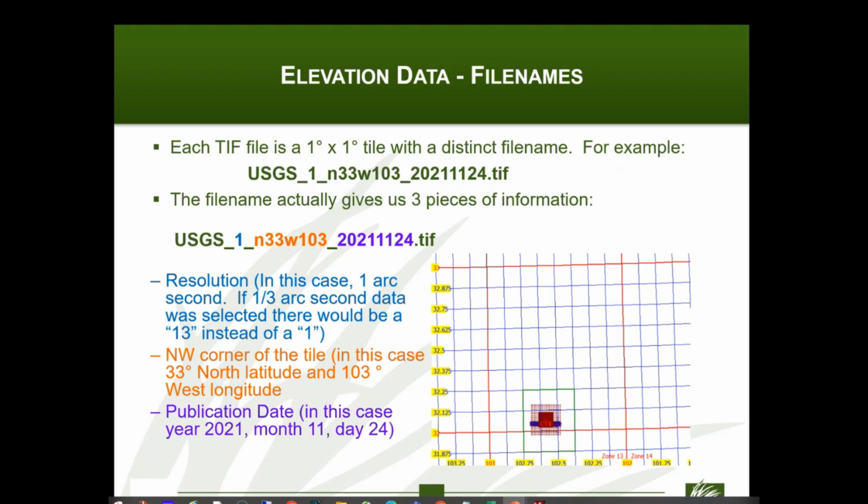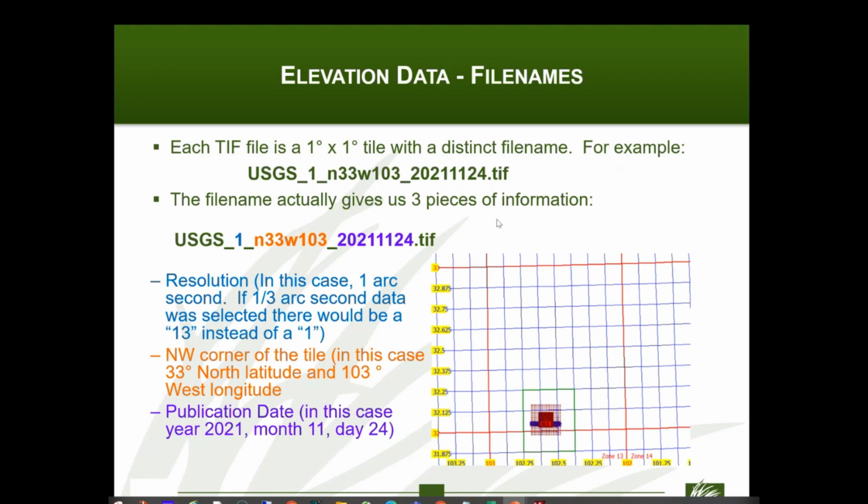And then the last bit of information is the publication date. This one, the year is first, so 2021. The month is 11, that's November, and the 24th day, I guess, of November, 2021.